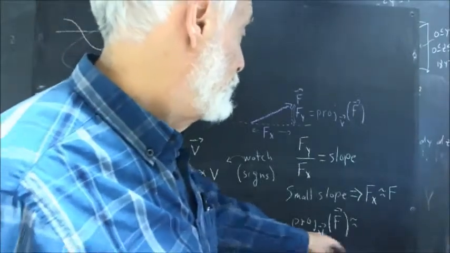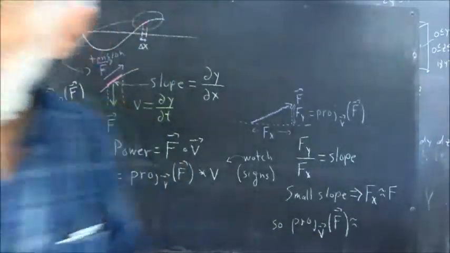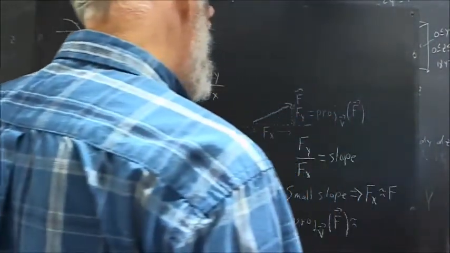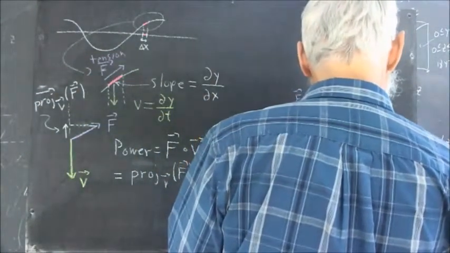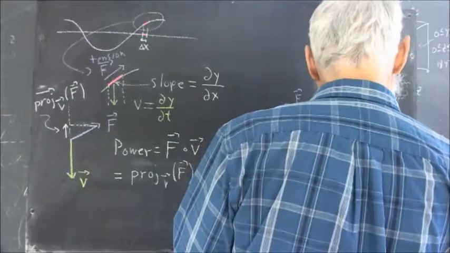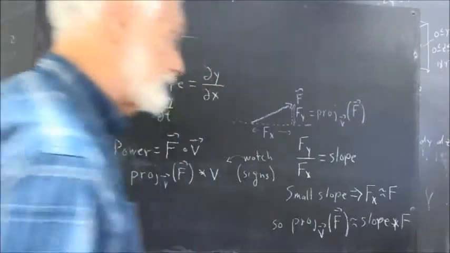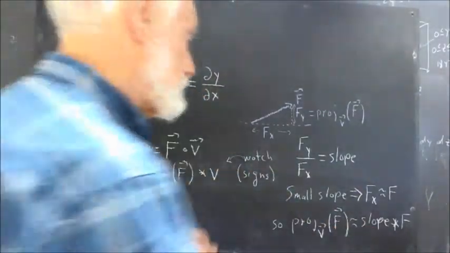So the projection of F on V is approximately equal to what? Well, it's approximately equal to the slope times F. But what's the slope? The slope is partial of y with respect to x.